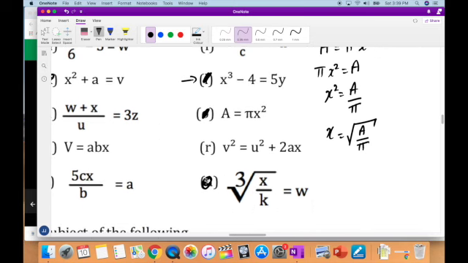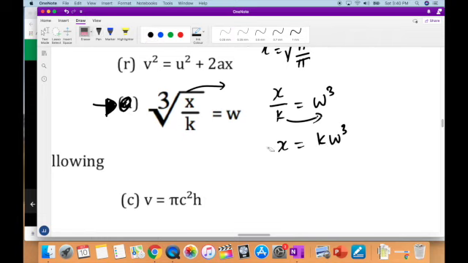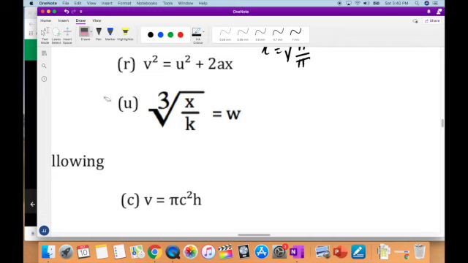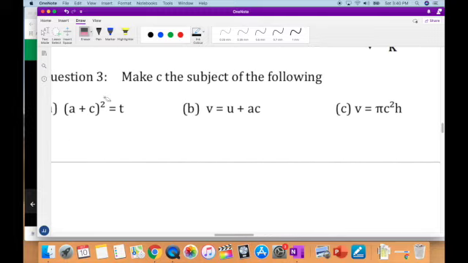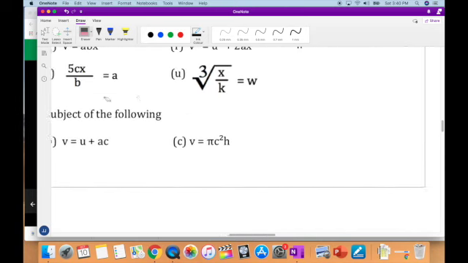And what about this one? Anybody want to do this one? Nobody want to do it? Shazay, Caitlin? I could try. Transpose the cube root, so it becomes w cubed. X over k is equal to w cubed. And transpose the k. So x is equal to k times w cubed. Is that okay for you? Yeah. All right, nice, lovely, very good. I'm very, very pleased with your performance here.